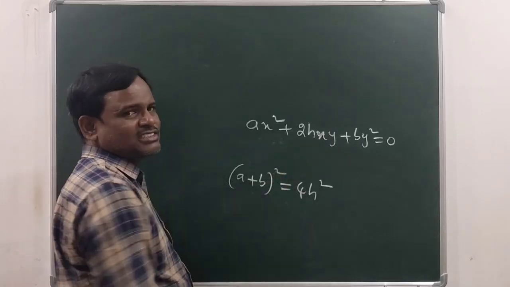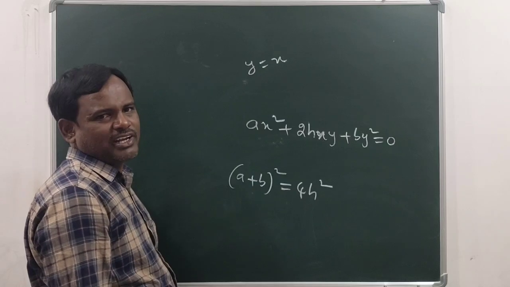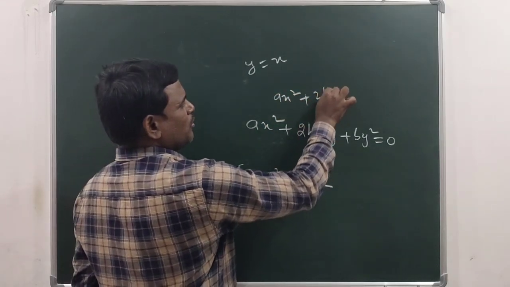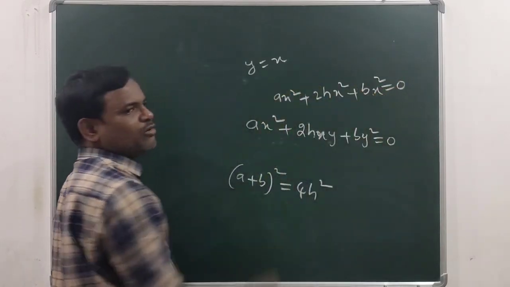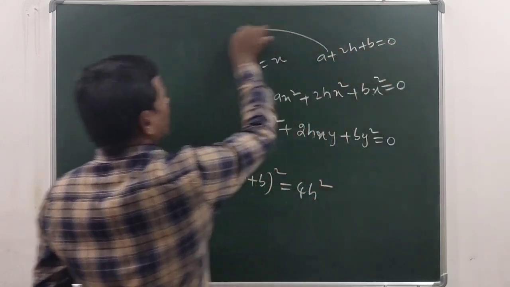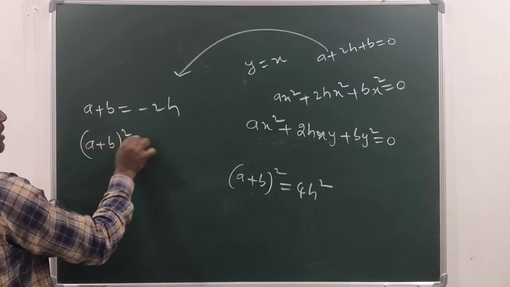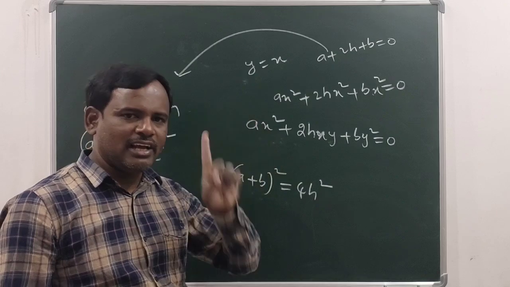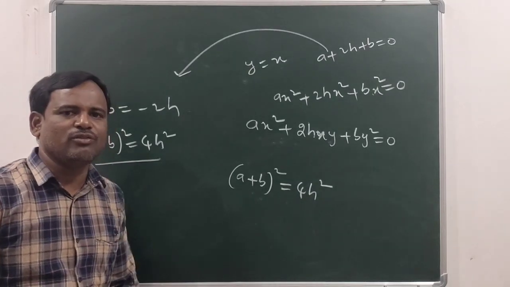Here, this contains y equal to x, because this is the line, one of the lines which is equally inclined with the coordinate axes. If you replace y by x here, what do you get? ax square, I am replacing y by x, plus 2hx square, and here also bx square, which is equal to 0. Now take x square common and send it to the right side, so that you will get a plus 2h plus b equal to 0. Now simplify. a plus b is equal to minus 2h. Now square on both sides: a plus b whole square is equal to 4h square. So this is the required condition. Whenever this pair has a line y equal to x, meaning it is equally inclined with the coordinate axes, this would be the condition: a plus b whole square equal to 4h square.